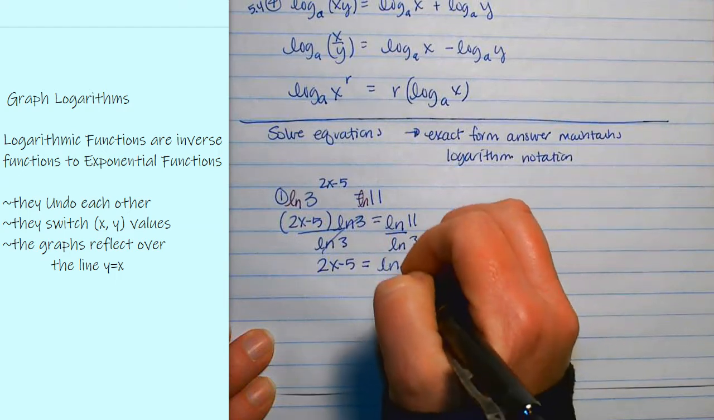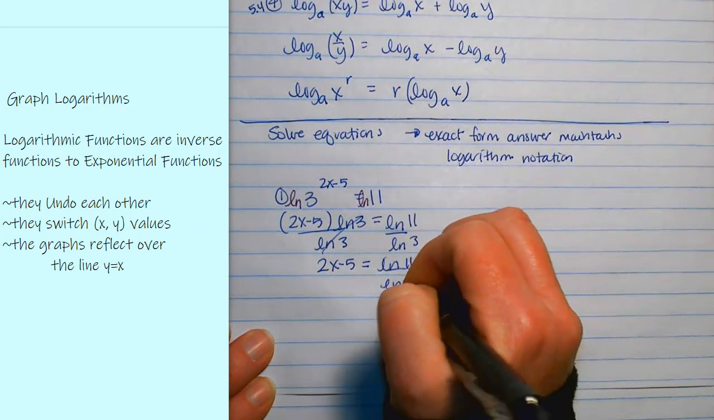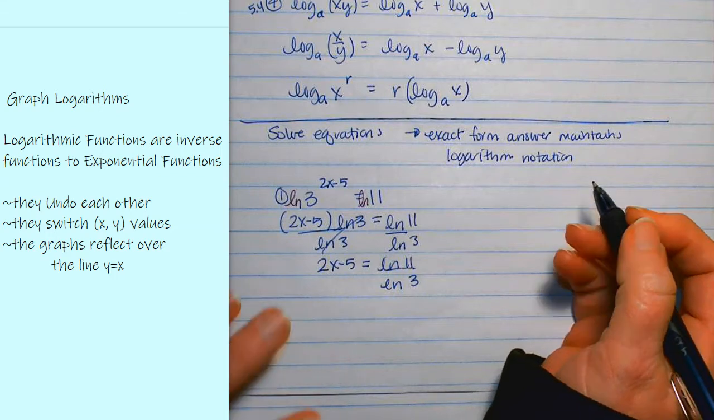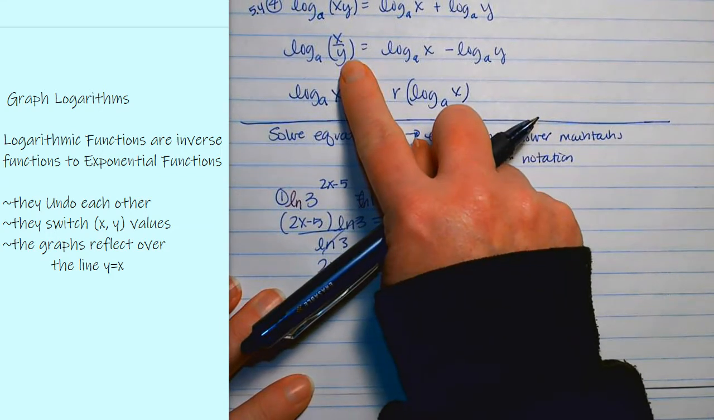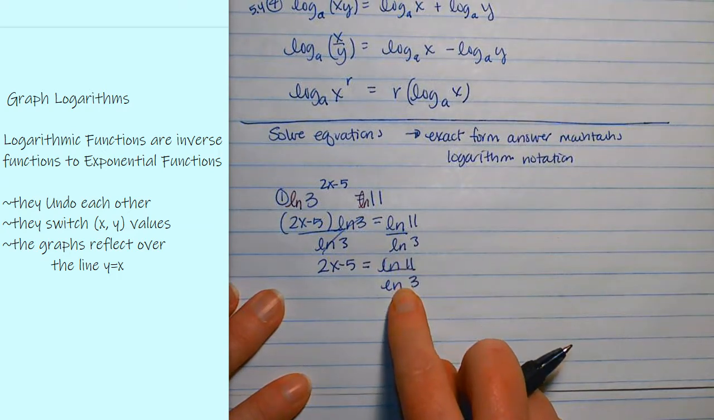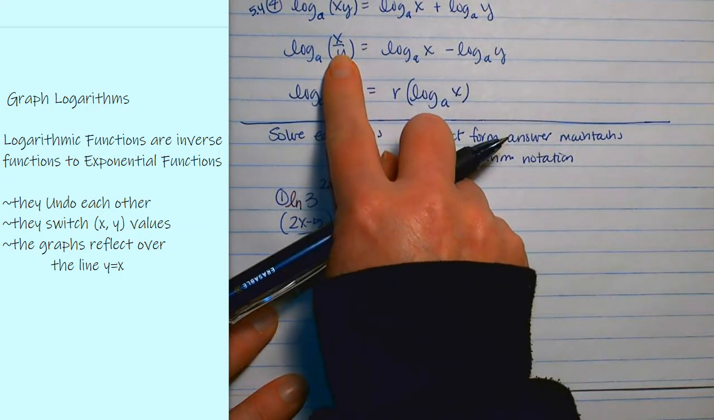So the natural log of 11 over the natural log of 3. Now this is not the same thing as this rule up here. I have the natural log written twice. That means they're completely separate logarithms. I cannot apply this rule.